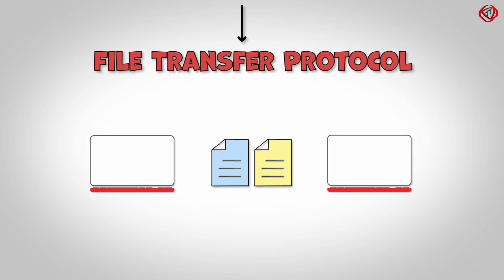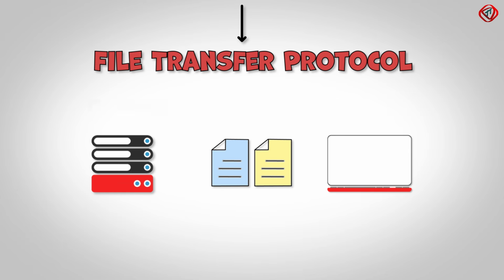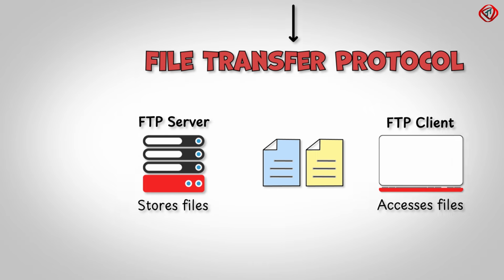Now let's understand who is involved in this process. There are always two computers. The first is called FTP Server. The second is called FTP Client. The server stores files and the client accesses files.